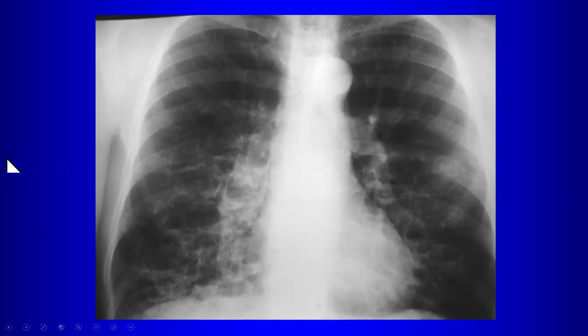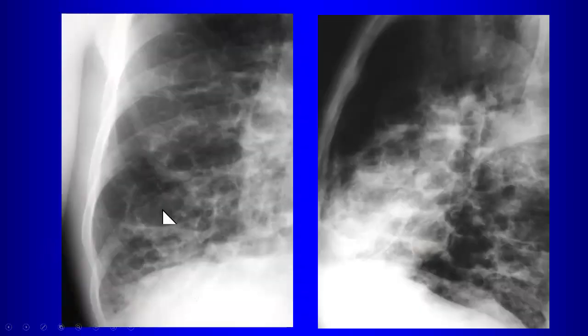Normal or abnormal? Abnormal, okay. What's wrong? Looks like in the bilateral lower lung fields there are these cystic structures. Yes, right. You have these cystic structures here in the lower lungs with air fluid levels. Here's a close up. These cystic structures with air fluid levels. What do you think this represents?